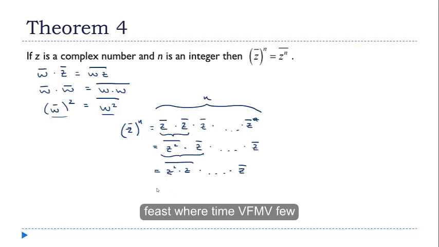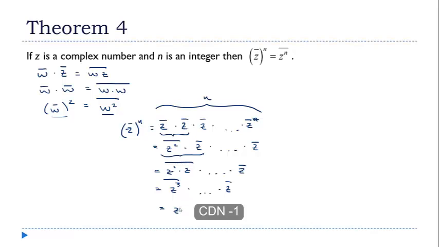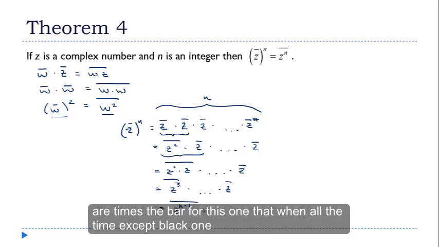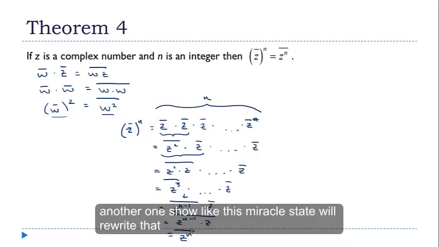Z squared times Z is just Z cubed. And I'm going to keep doing this. I'm going to keep combining each of these terms two at a time until I get down to the very last one, right? Then I'm going to have Z to the n minus 1 bar times Z bar. So at this point, I've combined all of the terms except the last one. And this is equal to Z to the n minus 1 times Z conjugate. And this is just the conjugate of Z to the n. And that's what I wanted to show, right?